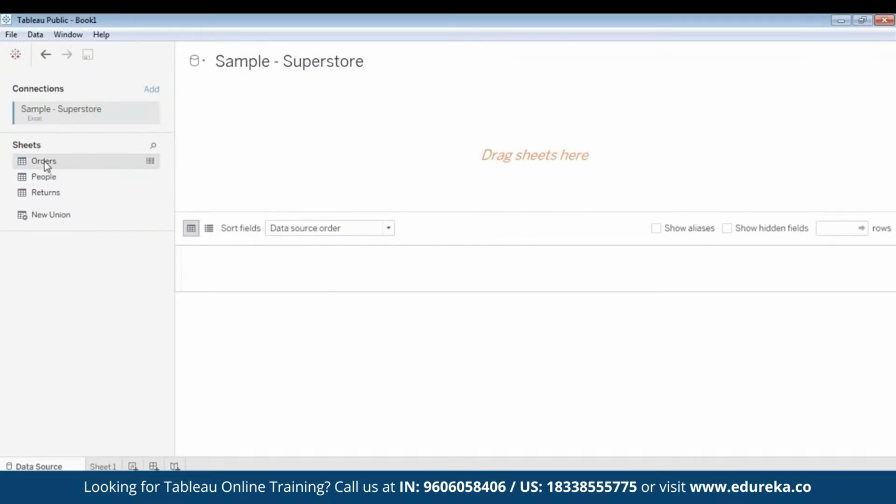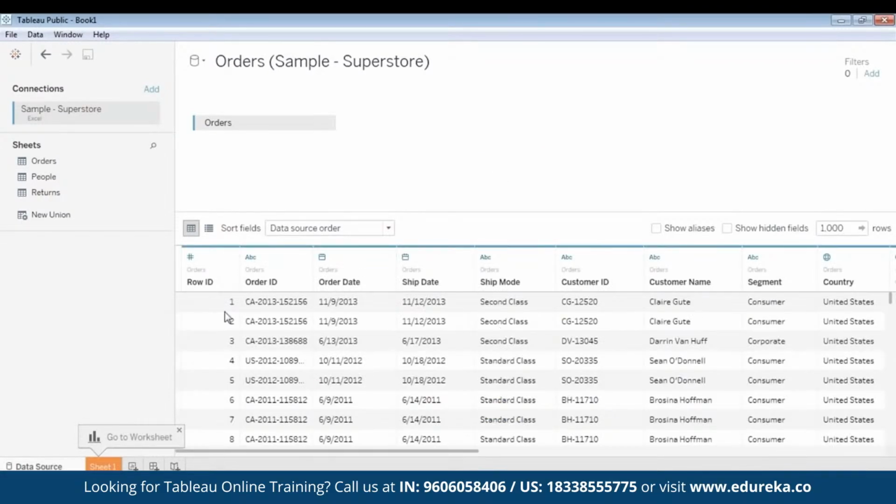So can you see? It has loaded the data inside Tableau. If I just click on this Orders, I will get all the data which was there in that sheet on my Tableau. So you can see there are multiple data types over here, guys.